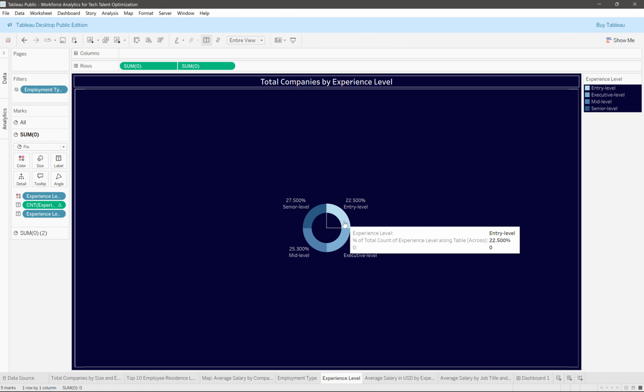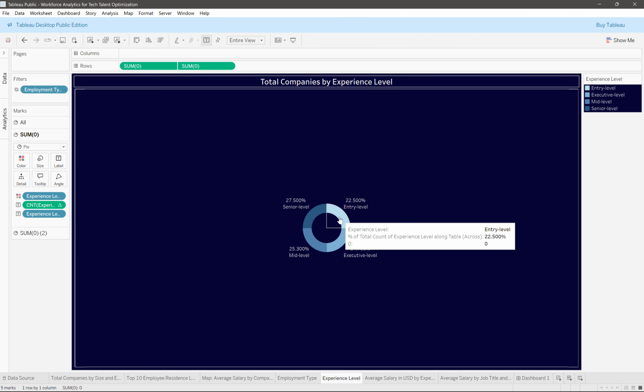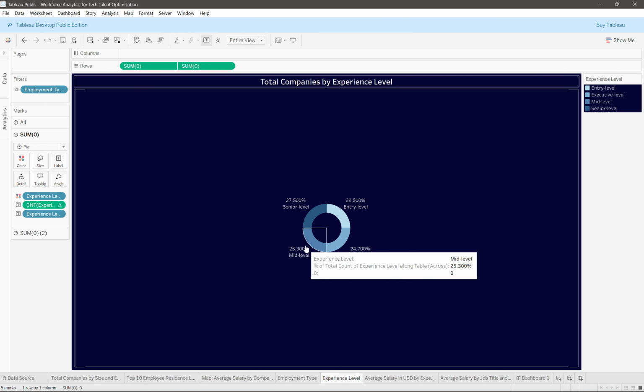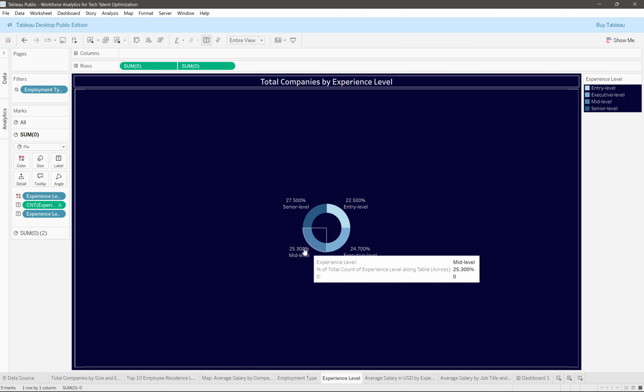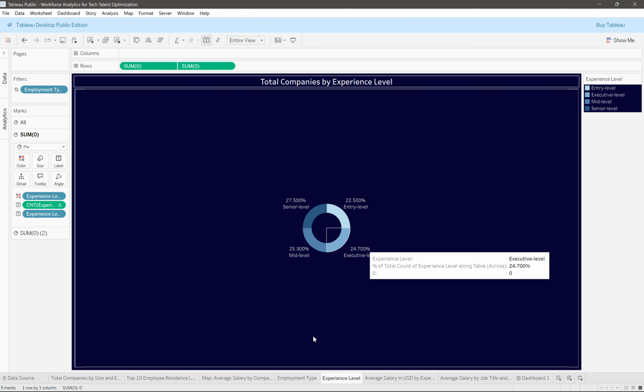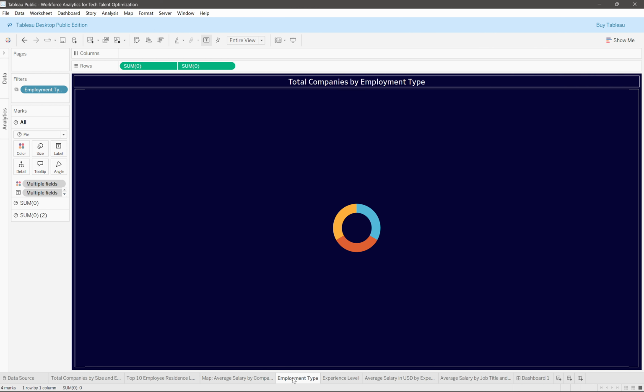Conversely, if juniors dominate, the company may struggle with complexity and long-term velocity. This view helps us understand talent maturity, succession planning, and cost structure across companies. So this company has almost 25% at every level, which is kind of better.